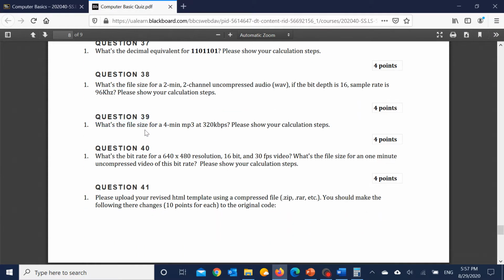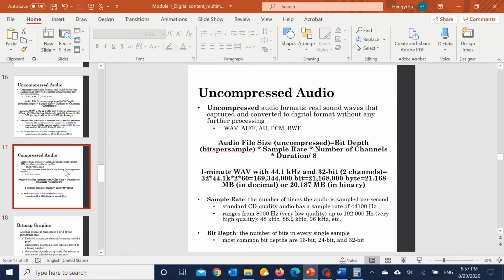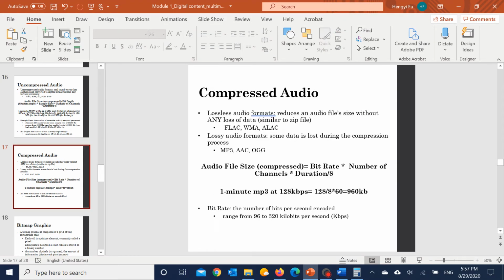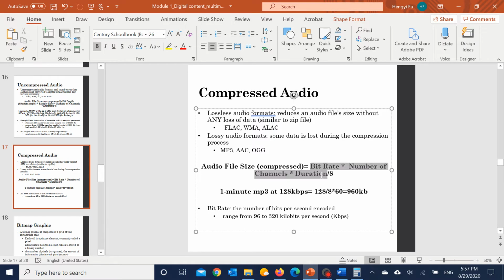Question 39. What is the file size for a 4-minute MP3? MP3 is a compressed audio at 320 kbps. Please do your calculation step. Okay. The calculation step is on slide 17. Compressed audio file size is bit rate multiplied by number of channels multiplied by duration in seconds. Then you will get how many bits. And if you divide this number by 8, you will get how many bytes.